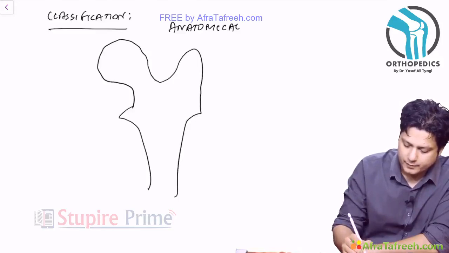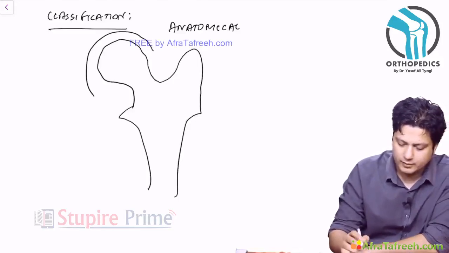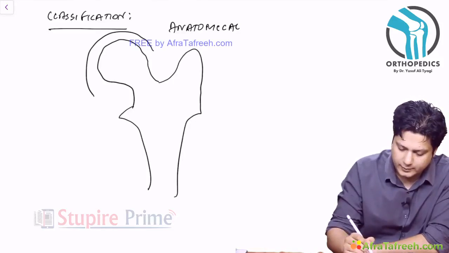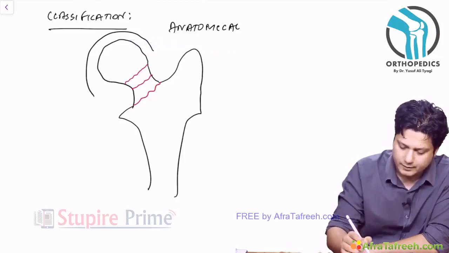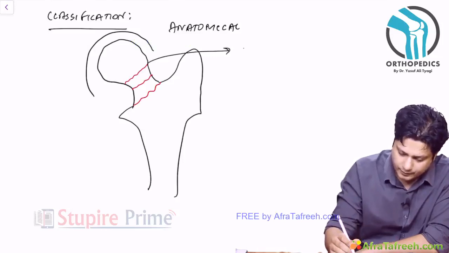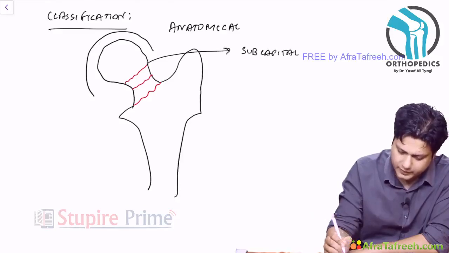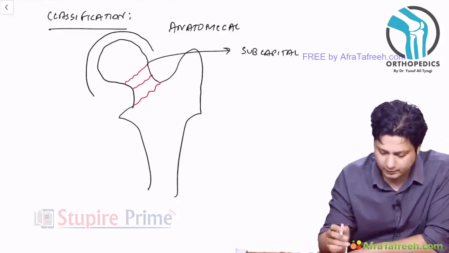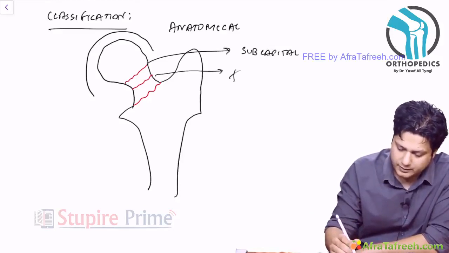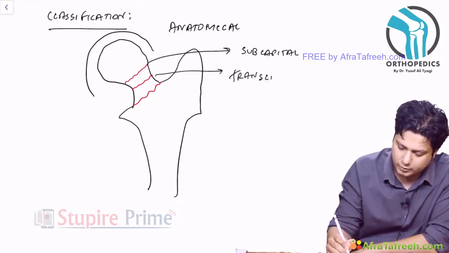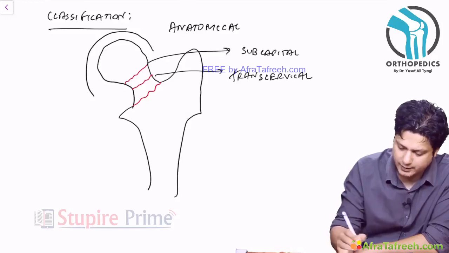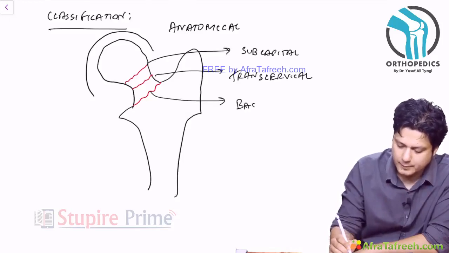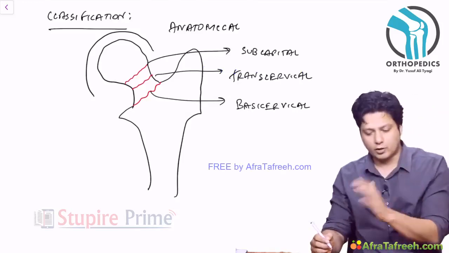Like, if this is the neck of femur, there are three different types of fracture which can happen in the neck or around the neck region. One is subcapital. Capit is the word which is used for the head. So just below the level of the head will be subcapital. Then the second one is transcervical. That means through the cervical region or through the neck region is transcervical. And the third one is basicervical. Cervical region is the name for the neck, and at the base of the neck will be called basicervical.